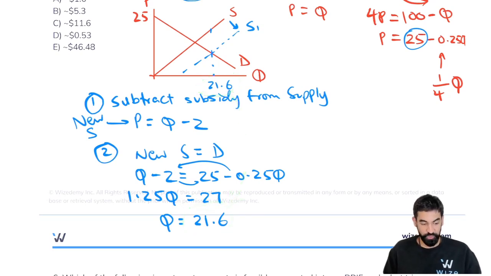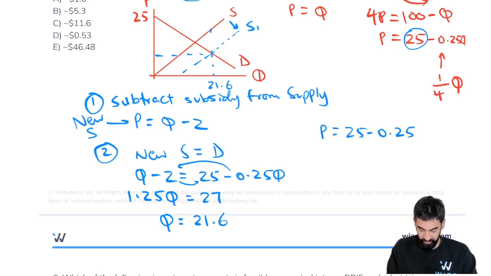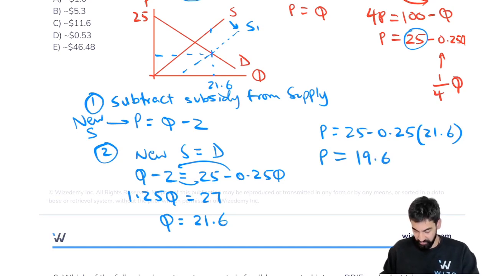And how can I get my two new prices? Well, you can first of all plug the quantity back into either of the two equations that you just made equal to each other, either the demand or the new supply. I'll just plug it into demand. So I can say P equals, in the demand, it was 25 minus 0.25, and I plug in the Q as 21.6. And that gives me a price of 19.6. That's the price over here.